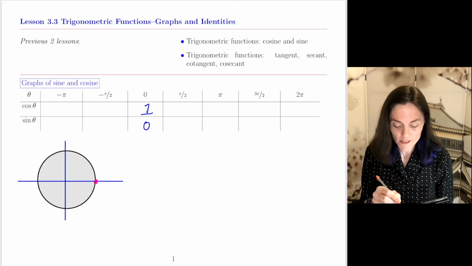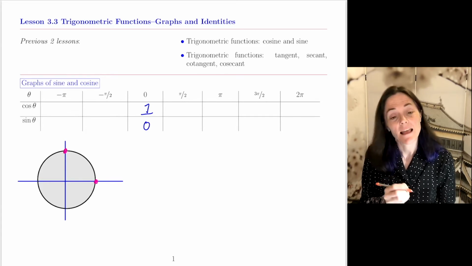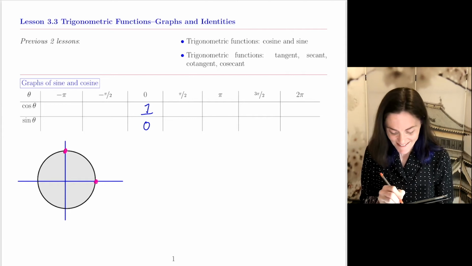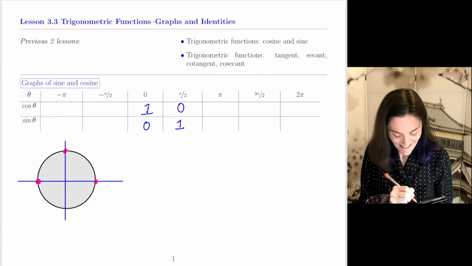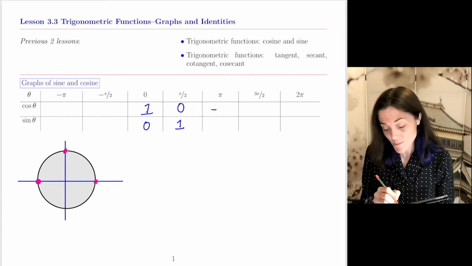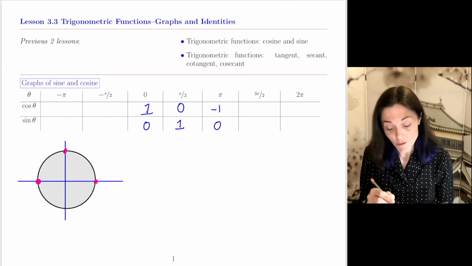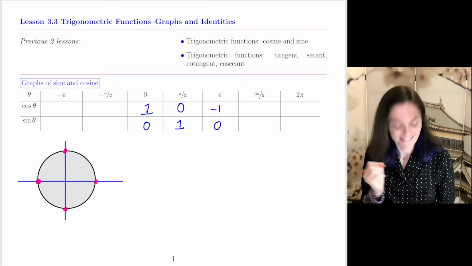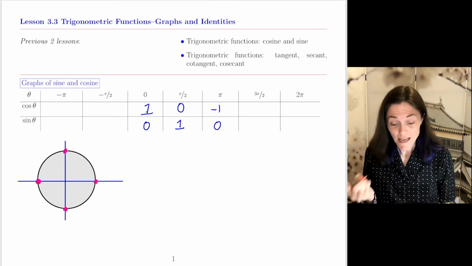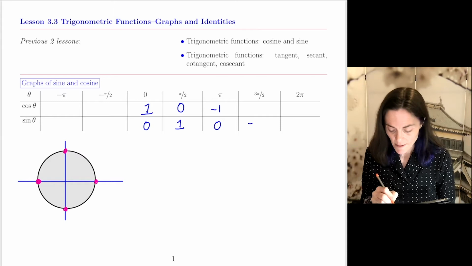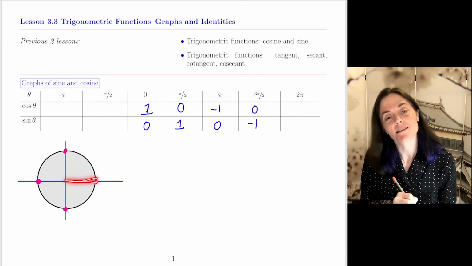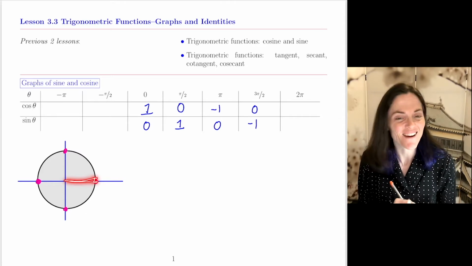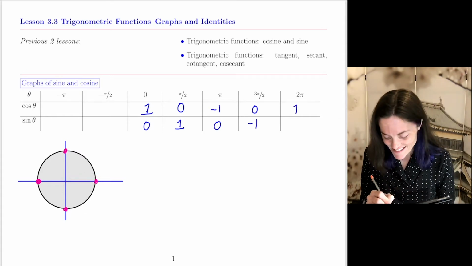Now at pi over 2, the sine is 1. Cosine is 0. At pi, we are out here. Cosine is minus 1. Sine is 0. At 3 pi over 2, sine is negative 1 and cosine is 0. And then you notice at 2 pi, we have the same terminal side as angle 0. Cosine is 1. Sine is 0.